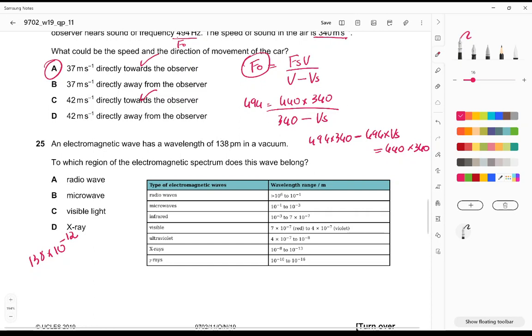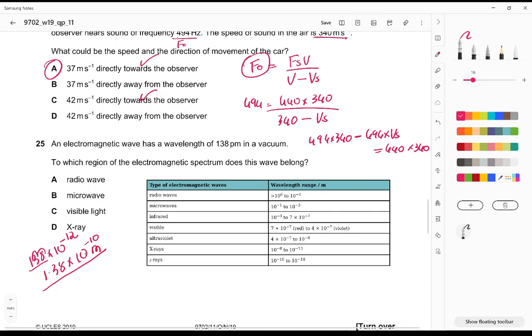We need to make sure this is actually given in the form of one digit before the decimal. So we are just going to move this decimal place over here, which means we have divided it by 100. And if you're dividing it by 100, I'm just going to multiply it by 100 on that side. So 1.38 times 10 raised to power minus 10. Okay, so this is the wavelength.